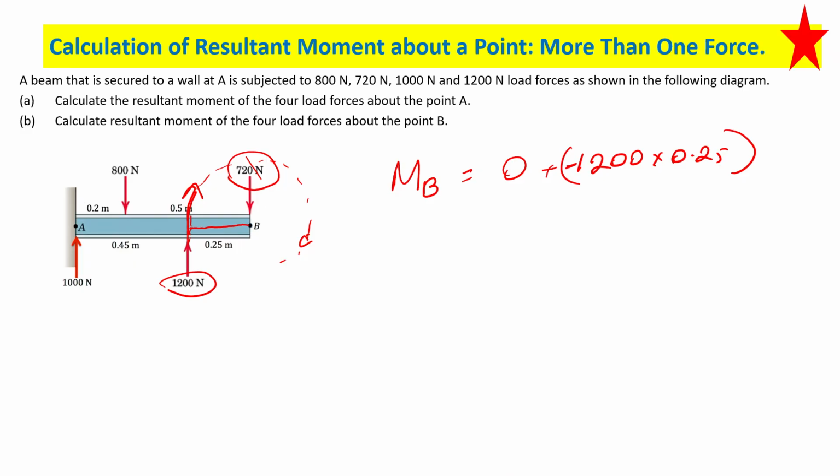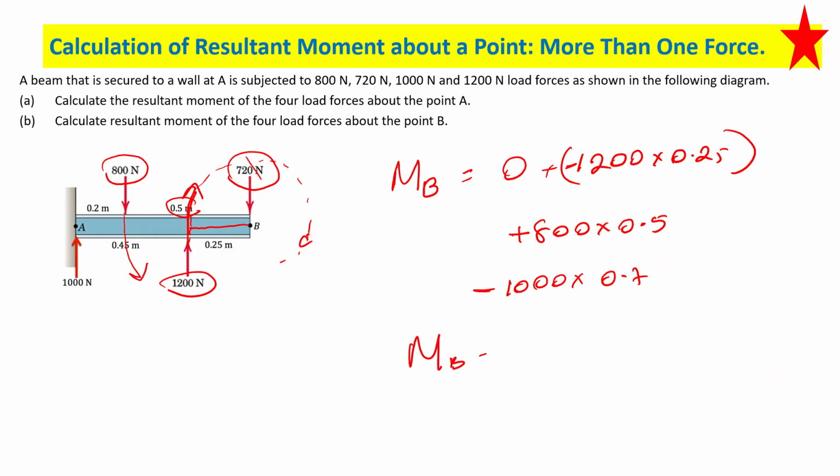Okay, how about this 800? 800 times 0.5. Am I right? The distance between these two is 0.5. So it is making a counterclockwise moment, positive. Then you have another negative moment, 1000 times 0.45, 0.7. Yes. When you add all this together, what is your moment?